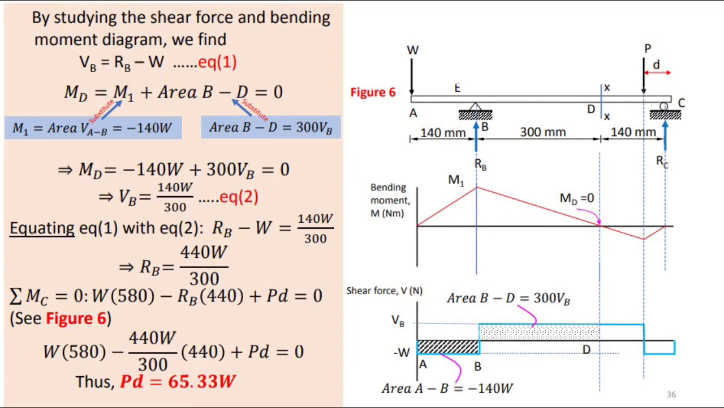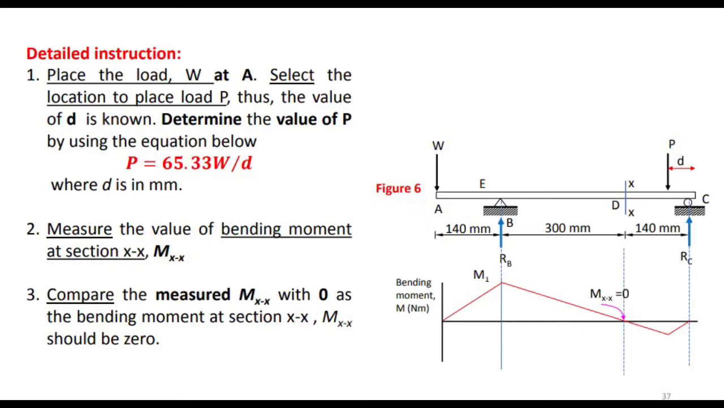And then the total moment at C equals 0 when the weight times 580 minus RB times 440 plus PD equals 0. So the weight times 580 minus 440 weight divided by 300 times 440 plus PD equals 0. And the result is PD equals 65.33 weight.